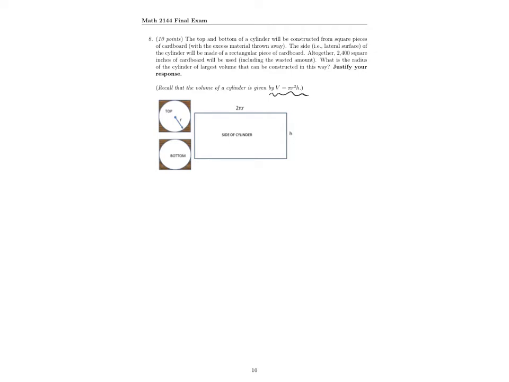If we look at the square inches of cardboard that will be used, including the wasted amount, we know that that's 2,400 square inches. So let's make a note of that, saying 2,400 is equal to 2 times, we need the area of the top segment here and the bottom. This 2 coming from the fact that it's just going to be double one or the other. So we can say that that's going to be 2r, and all of that is squared.